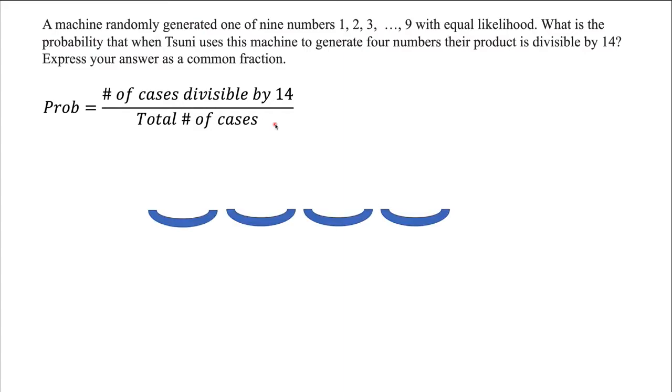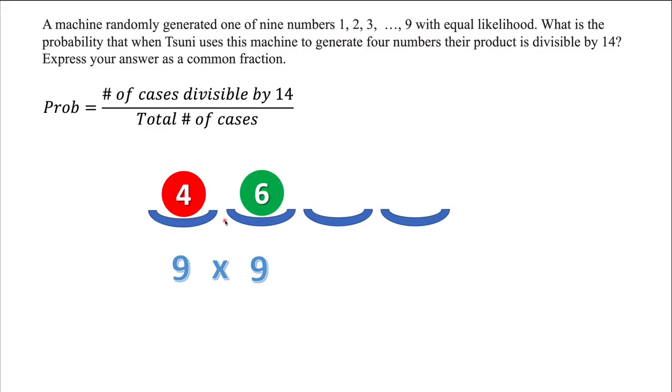Effectively we have 4 numbers, so 4 slots. First we're going to fill the first slot. We can fill it with a number from 1 till 9, so there are 9 ways to fill that slot. Next, we fill the second slot. Again, there are 9 ways to fill the second slot, but there are 9 ways for each of the 9 ways to fill the first slot. So the total number of cases to fill both slots is 9 times 9, or 81.